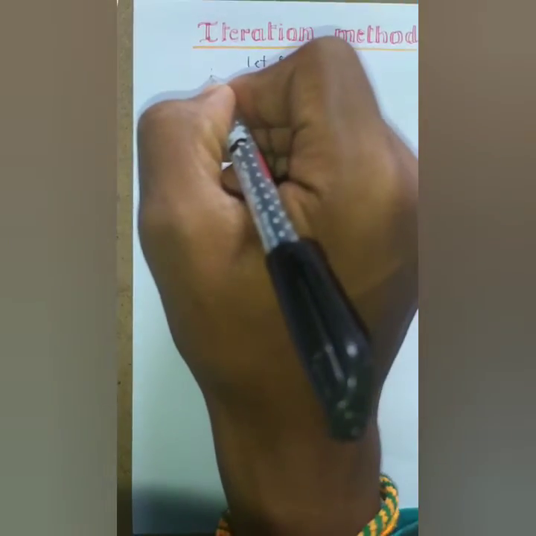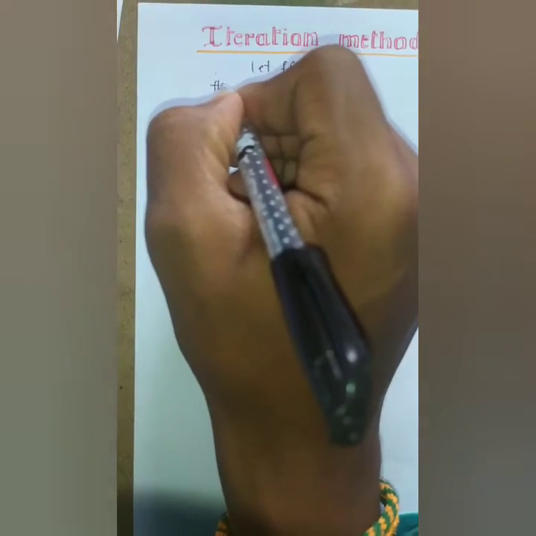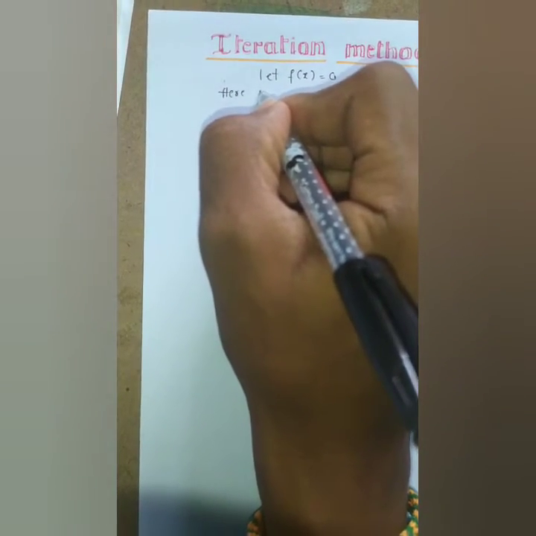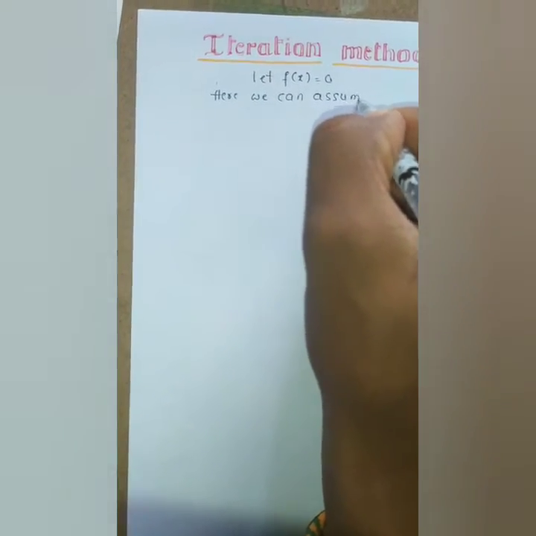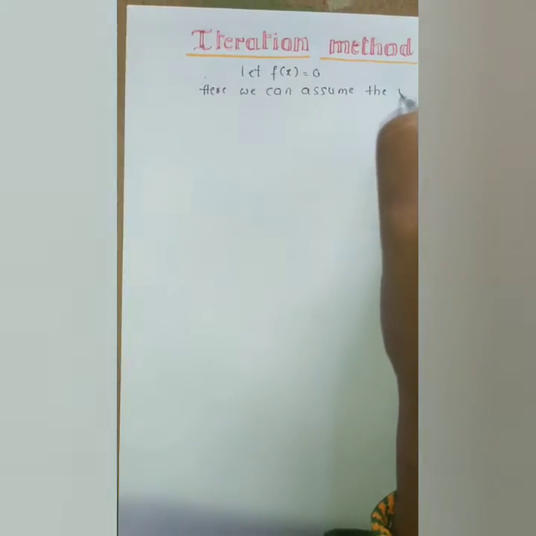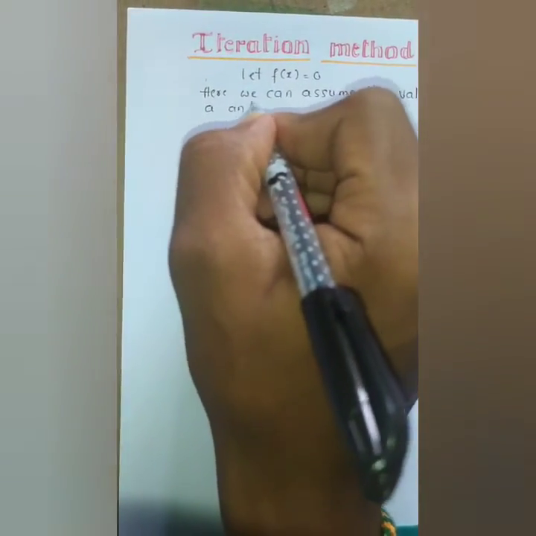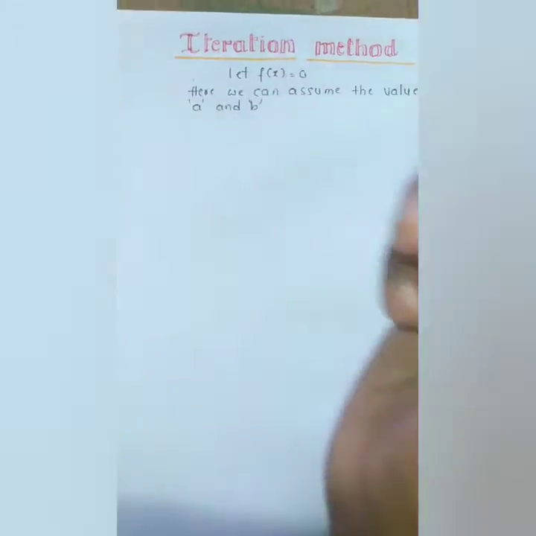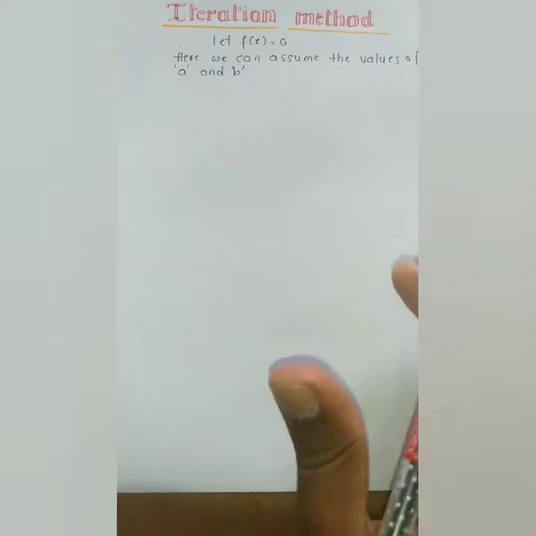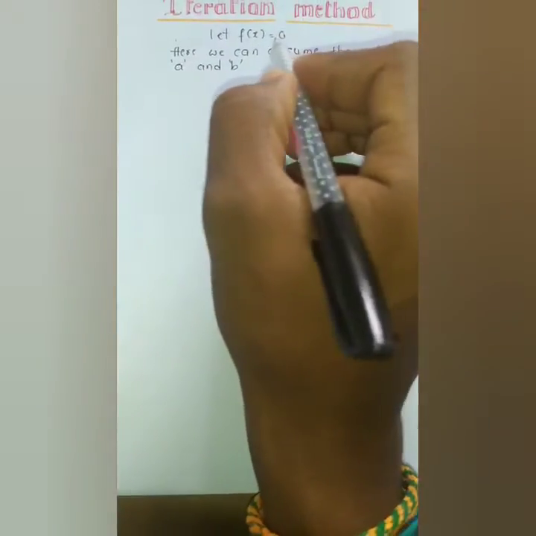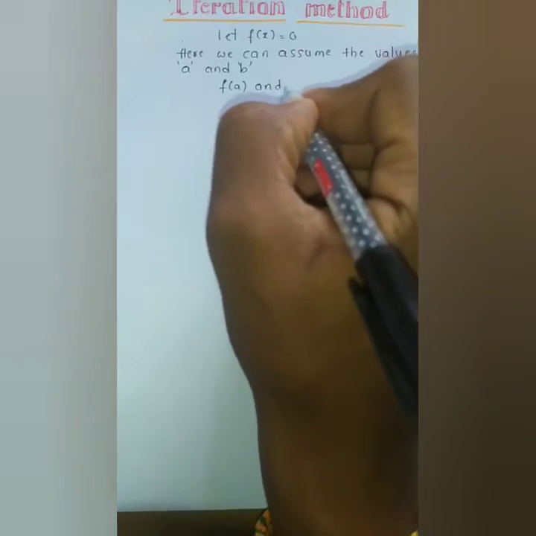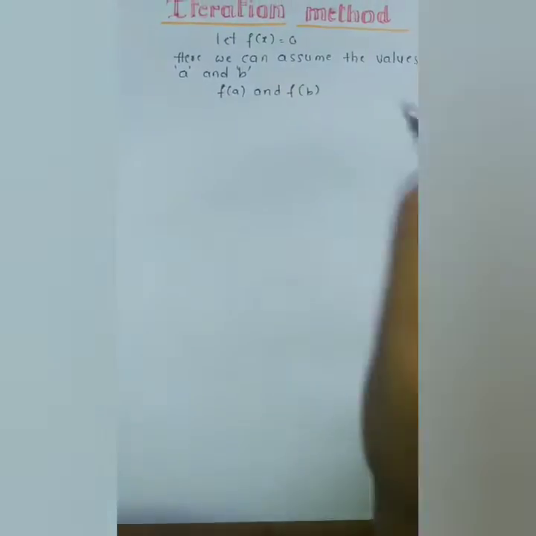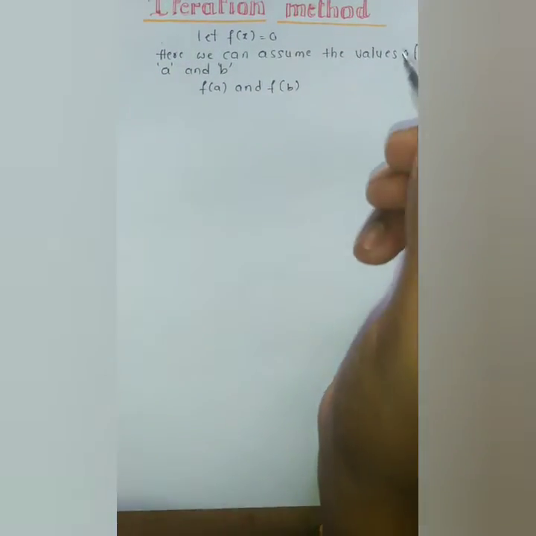of a and b. Initially we assume the values of a and b. These are the initial values. We substitute these values in the given equation, which gives the values of f(a) and f(b). Here we know that these two have opposite signs.